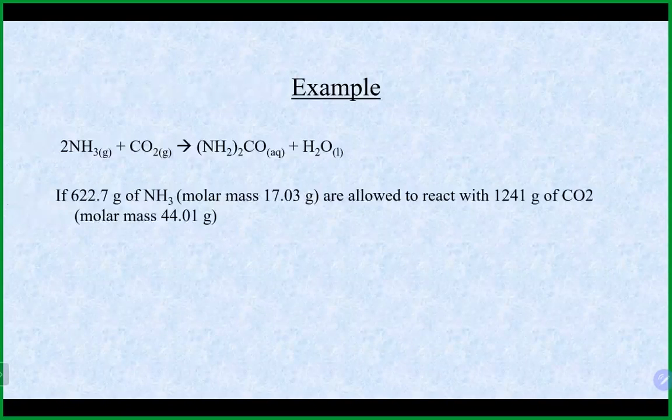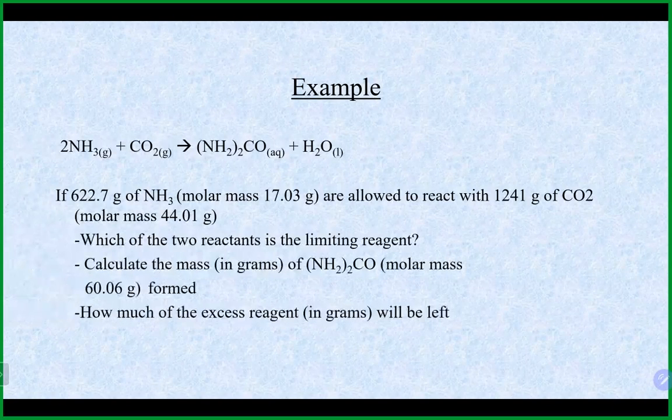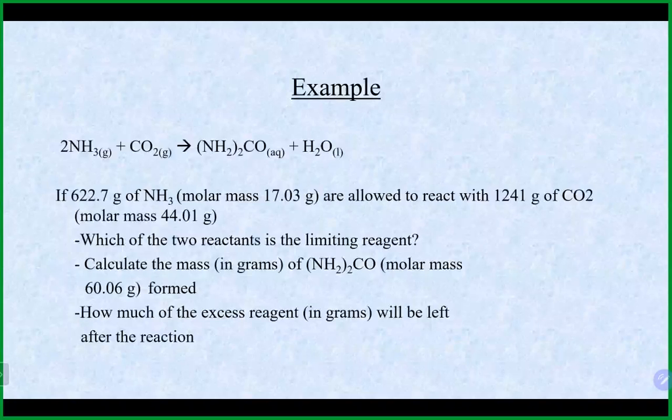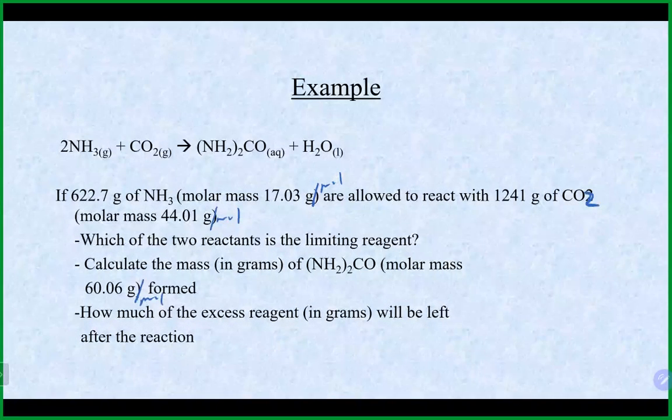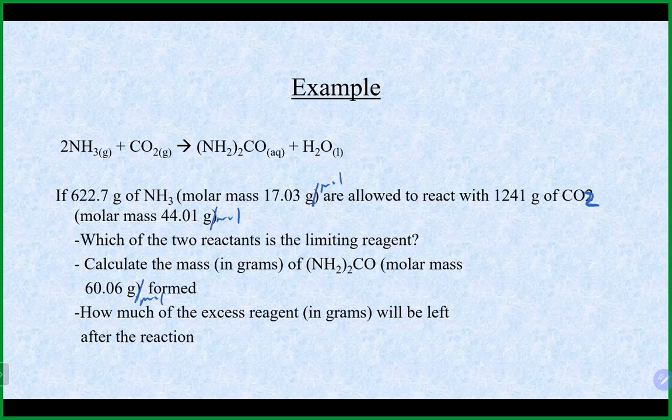All right, let's try this one here. 622.7 grams of NH3. That is the molar mass there, grams per mole, 17.03. And 1,241 grams of CO2, 44.01 grams per mole. Which of the two reactants is limiting? Calculate the mass in grams of our product. Also given to you here, so you don't have to look it up on the periodic table, so that's nice. How much of the excess reagent will be left over? All right, so take a few minutes here, see what you come up with.